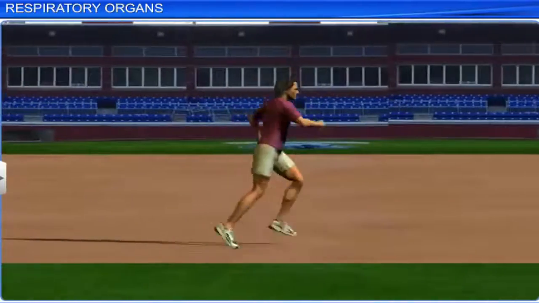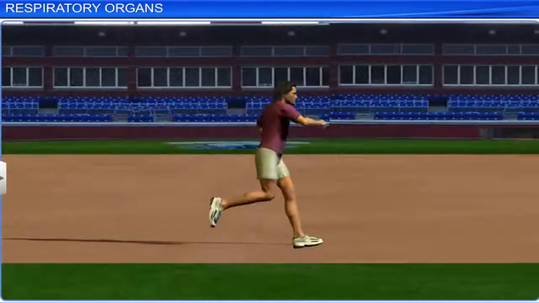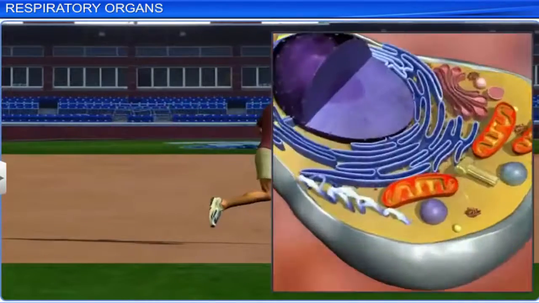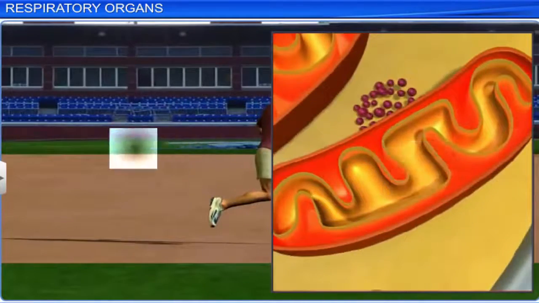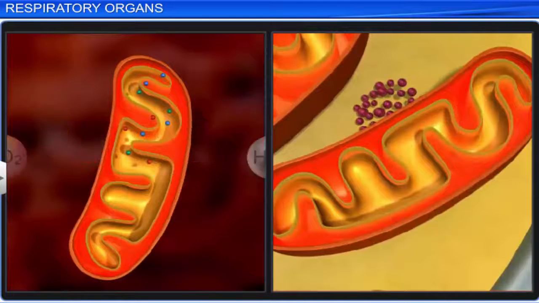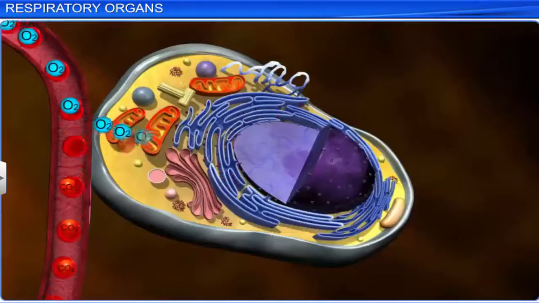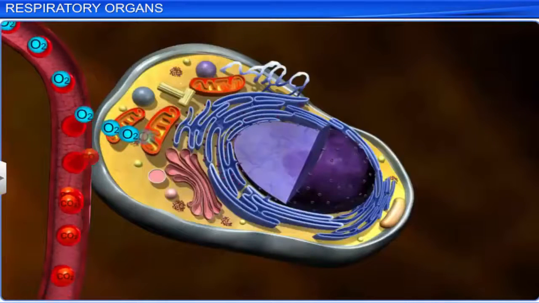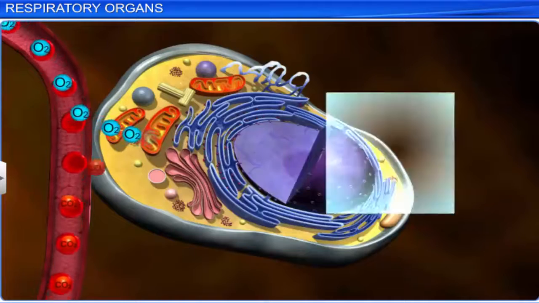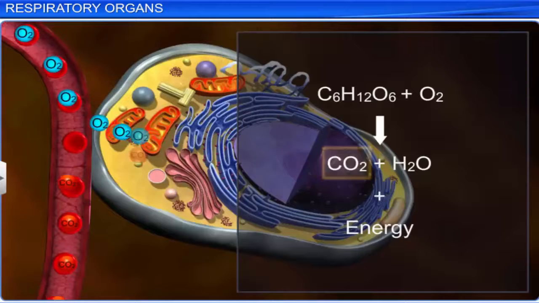To perform any activity, we need energy. This energy is obtained from the breakdown of organic molecules such as sugars, fats and proteins inside the body's cells. During the process of breaking down of organic molecules, the cells continuously use oxygen and release carbon dioxide.